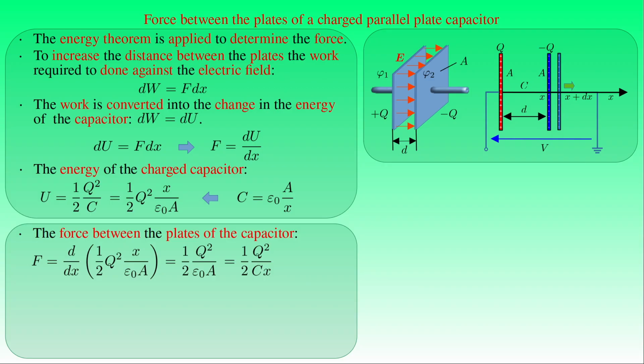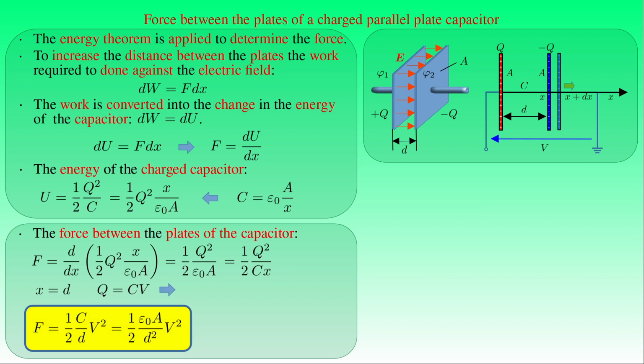Since the distance x is equal to d at a given position of the plate, and the charge q on the plates is equal to the capacitance C times the voltage V between the plates, the force F is given by 1 over 2 times the capacitance C over the distance d, times the square of the voltage V, or 1 over 2 times epsilon naught times the area A over d squared, times the square of the voltage V.